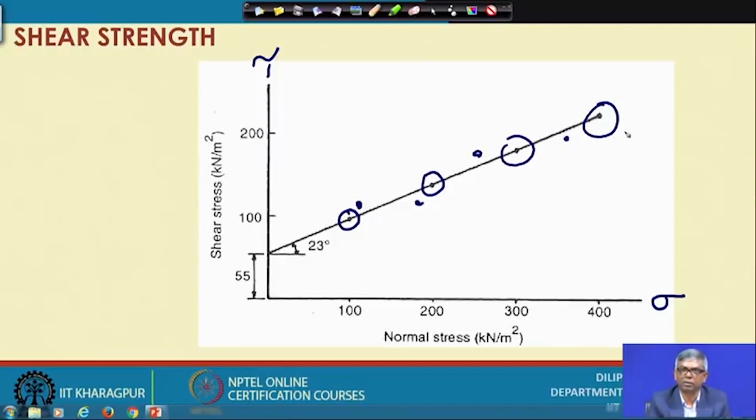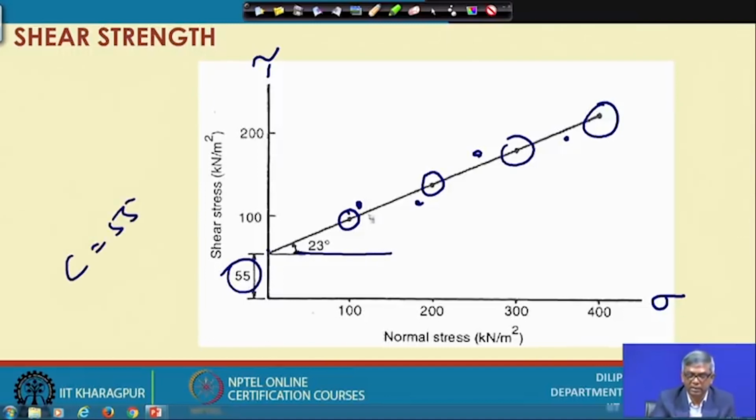Since this soil also has some cohesion, we need to draw a best fit line, and we will see where it intersects the y axis or tau axis. So, you can see the tau axis is intersected here and the value read is 55 kPa. That means the soil has C equal to 55, and if I measure this angle it is coming 23 degrees. That means, based on the test results, we are getting the shear parameters of the soil: C equal to 55 and phi equal to 23.